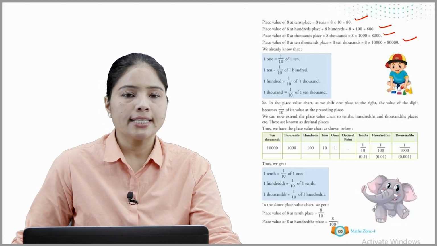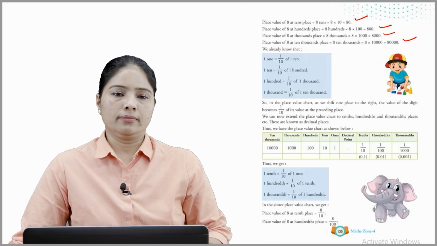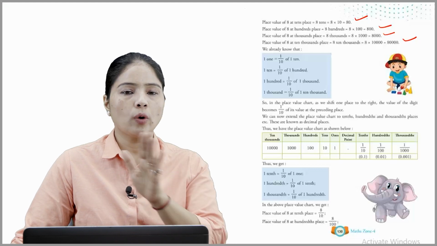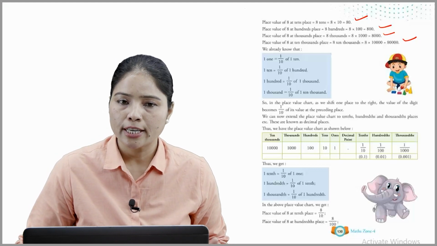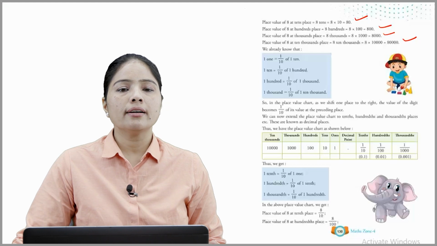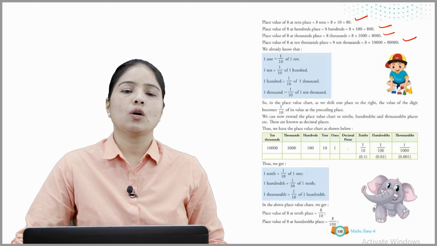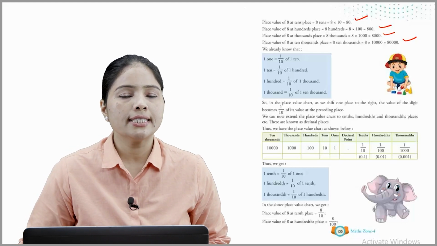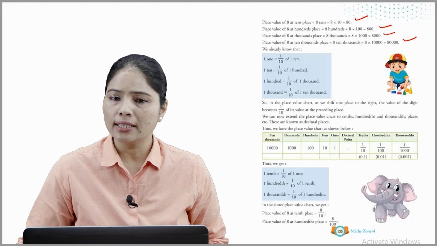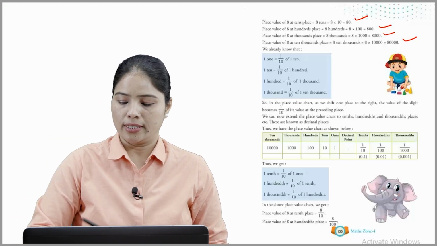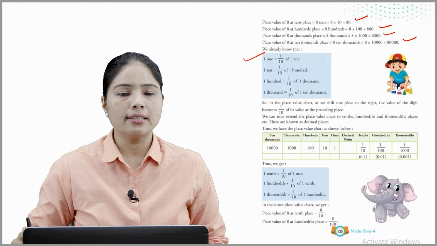We already know that 1 is 1/10 of 10, 10 is 1/10 of 100, 100 is 1/10 of 1000, and 1000 is 1/10 of 10,000. Okay, so remember this term.